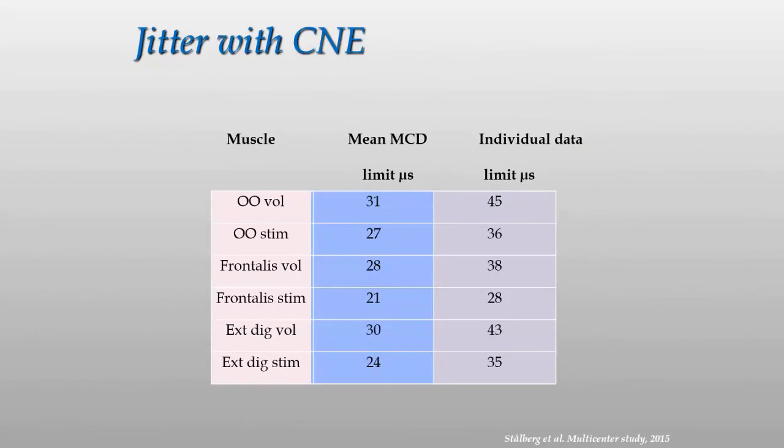Reference values for jitter obtained with concentric needle electrodes have been established in a multi-center study. Here are the mean values for a recording of 20 potential pairs, and here is the upper normal limit of jitter for individual recordings. This is for voluntary and stimulated jitter in orbicularis oculi, frontalis, and extensor digitorum communis.